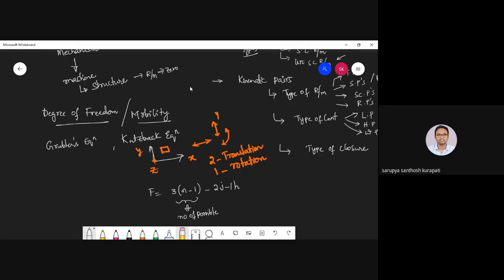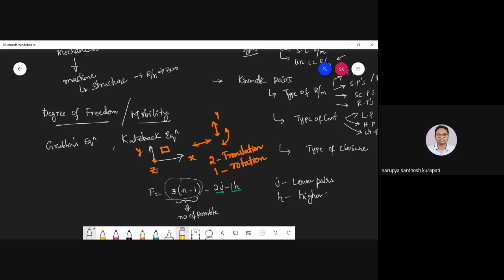But for a mechanism, one link is fixed. So that link's degree of freedom is 0. So that's why this 3 into n minus 1 denotes the number of possible motions you are going to get. Then you subtract these things, that is 2j and 1h. What is this 2j and 1h? See here, j is nothing but your lower pairs, and h is nothing but your higher pairs.